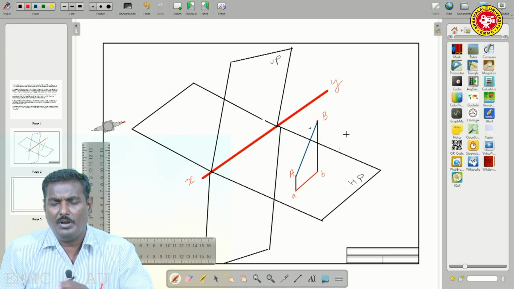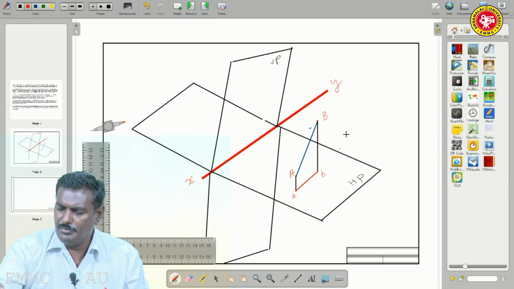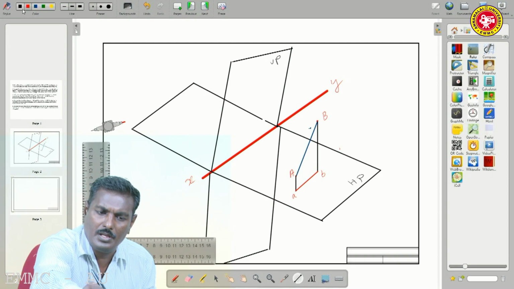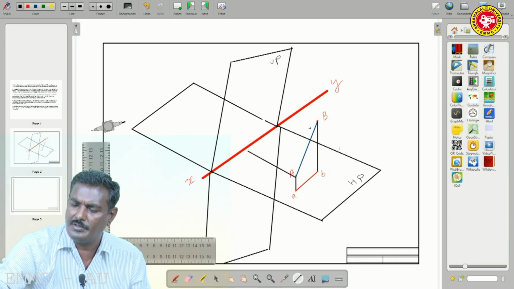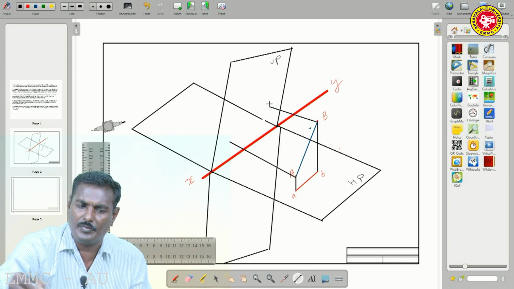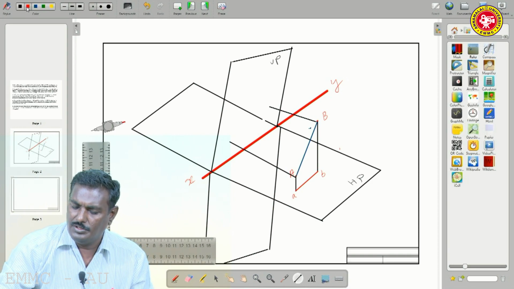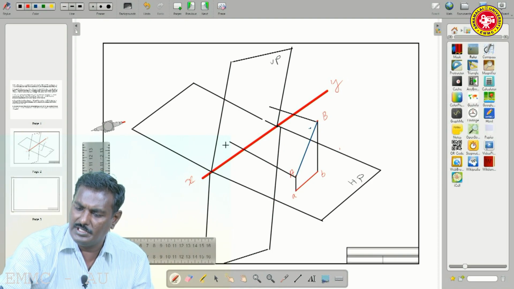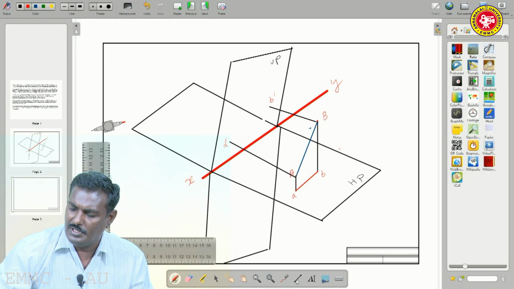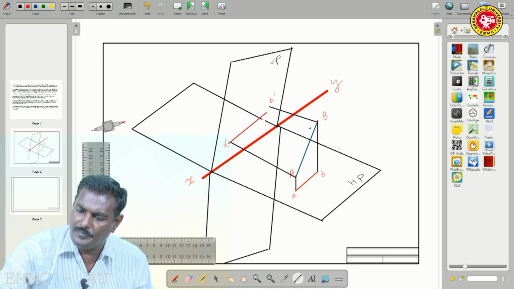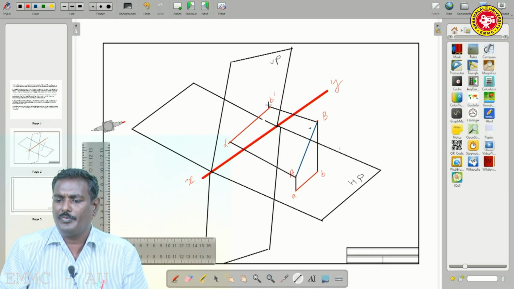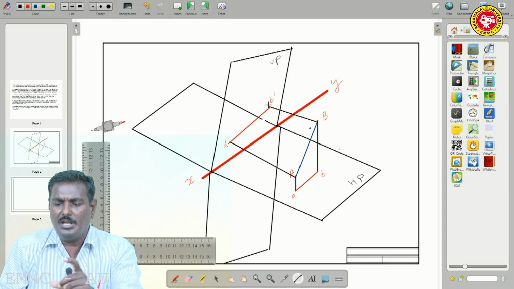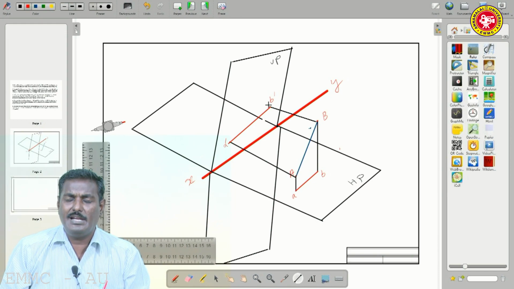Similarly, on the vertical plane, by looking from here, we state this is A dash, this one is B dash, then the line joining A dash B dash, the line joining these two, that is the apparent line. So, it is the elevation A dash B dash.